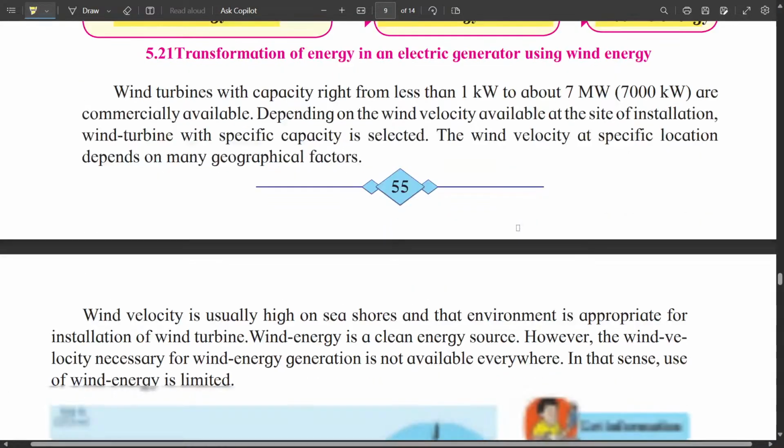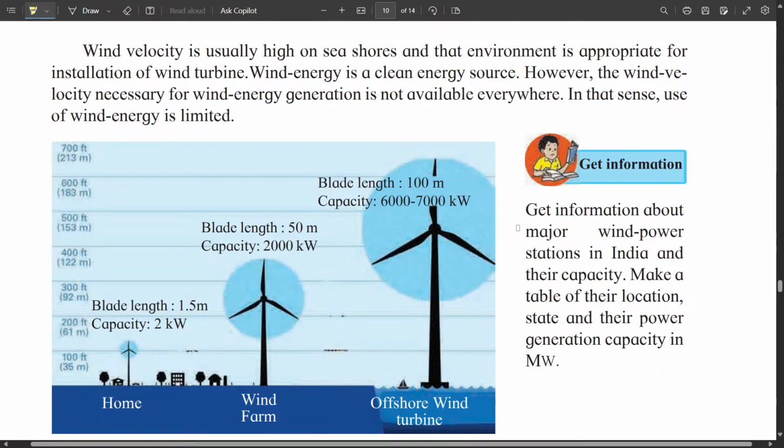Wind turbines with capacity right from less than 1 kilowatt to about 7 megawatt, 7000 kilowatt, are commercially available. Depending on wind velocity available at the site of installation, wind turbine with specific capacity is selected. The wind velocity at specific location depends on many geographical factors. Wind velocity is usually high on seashores, and that environment is appropriate for installation of wind turbines.